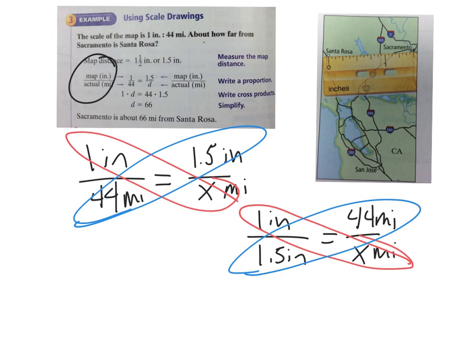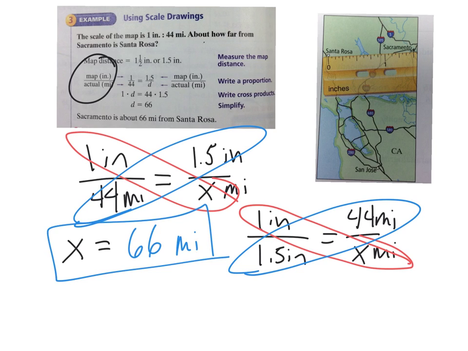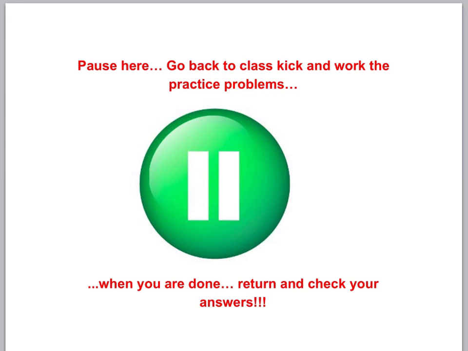But again, you can't start mixing them all around. You can't say that 1 inch over here is I don't know how many miles, and you can't say that 1.5 inches is 44 miles. That doesn't work. You have to get the same cross product in either way you do it. So anyway, we'll take the top one here. So we get x, because it's 1 times x, right, equals 44 times 1.5, which is 66. There's nothing to divide by because I multiplied by 1. So make sure we label this as miles. So pause, go into class kick and work one.